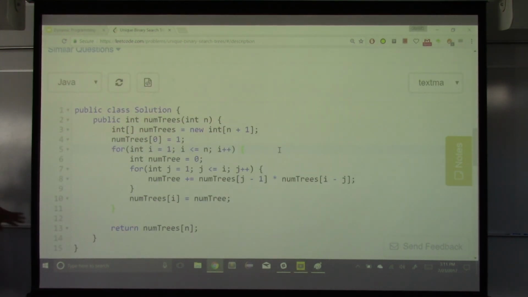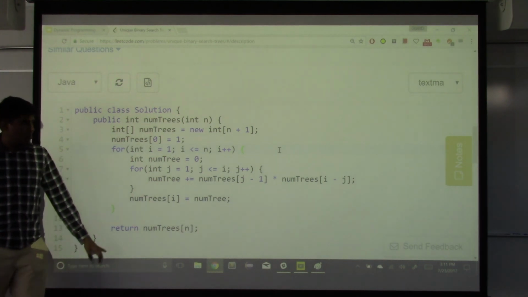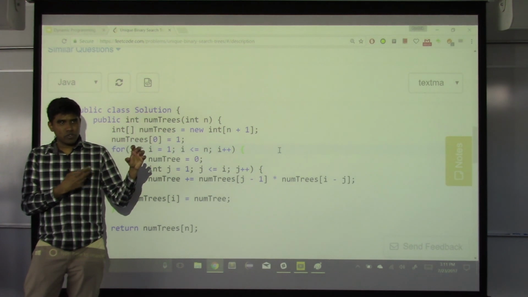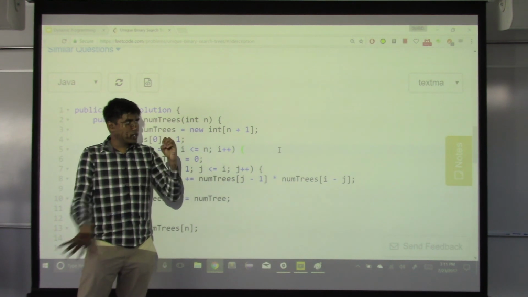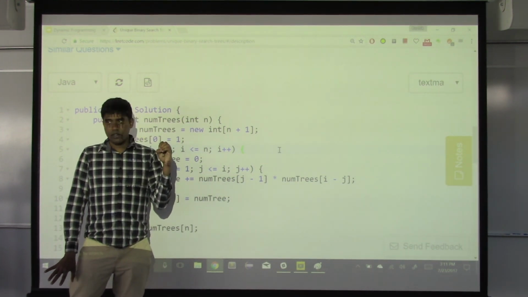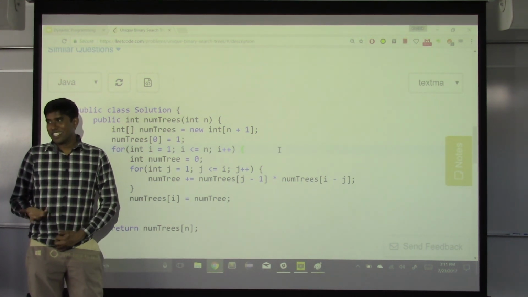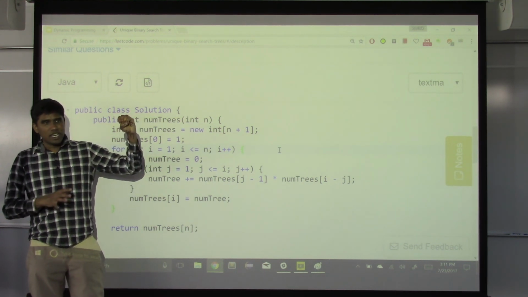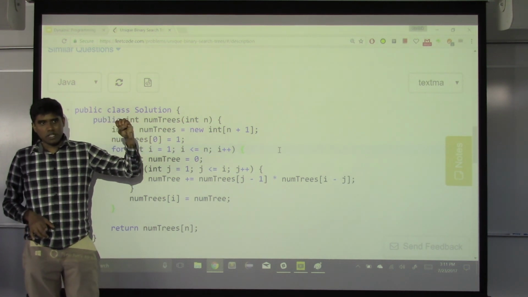Okay, so while it's running, let's say n is 6 now. Let's just run this inner for loop for just j equals 3. For j equals 3, what values do I have on the left? 1 and 2. So that's num trees of 2. If j is 3, I have num trees of 2. And what values do I have on the right?